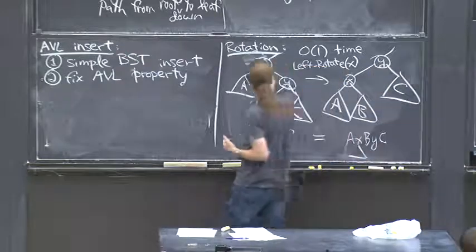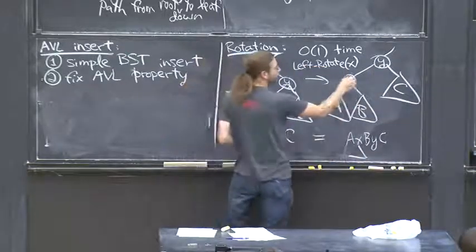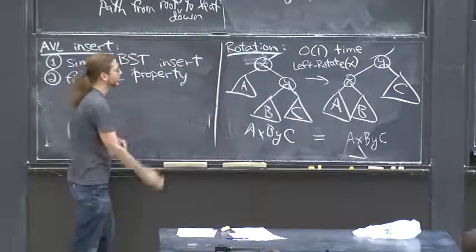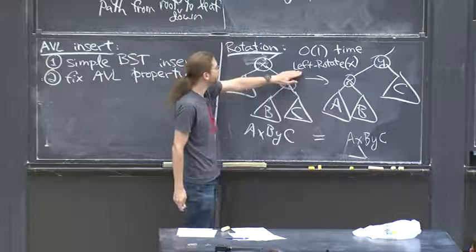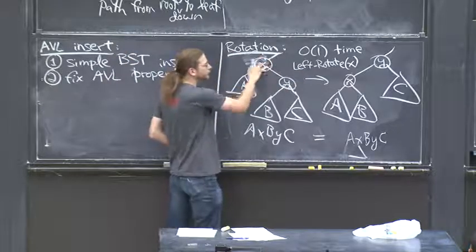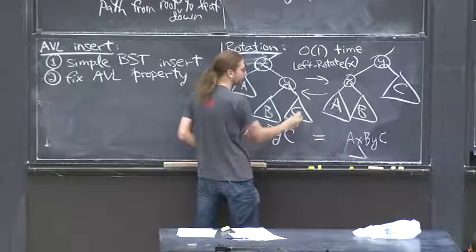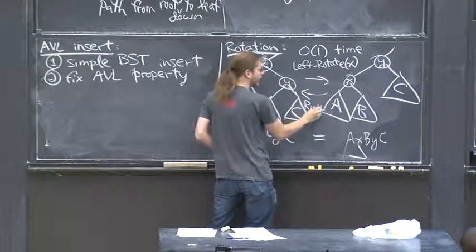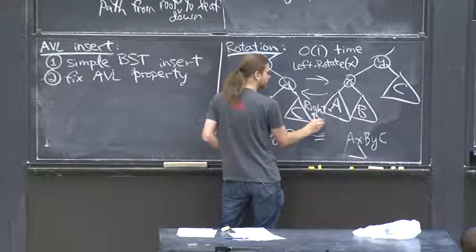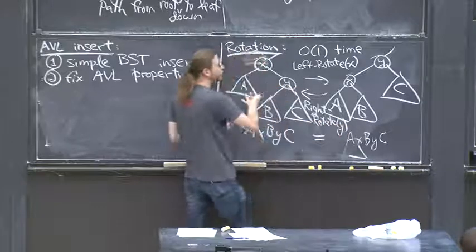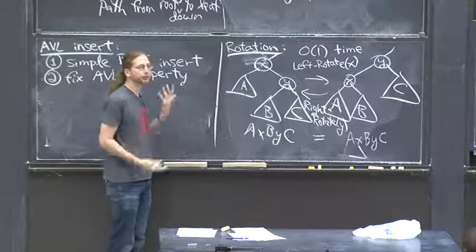B is all the nodes between X and Y. It's still all the nodes between X and Y, and so on. You can check it at home, but this works. We call it a left rotate because the root moves to the left. You can go straight back where you came from. This would be a right rotate of Y. It's a reversible operation. It lets you manipulate the tree.